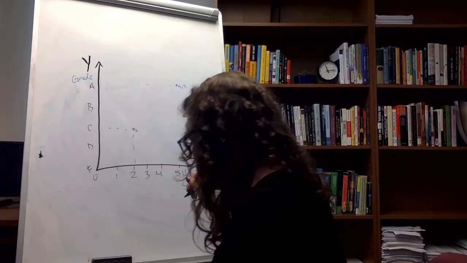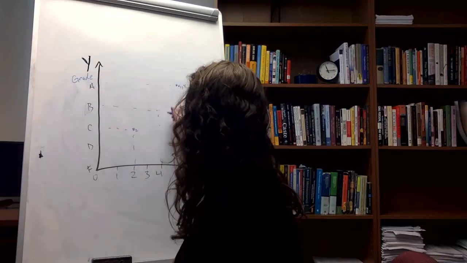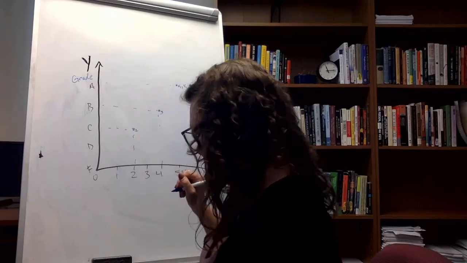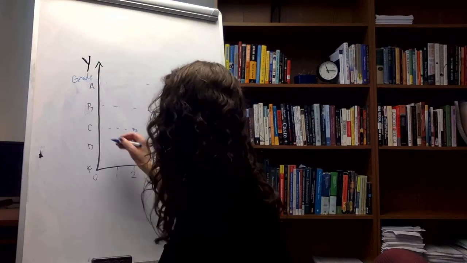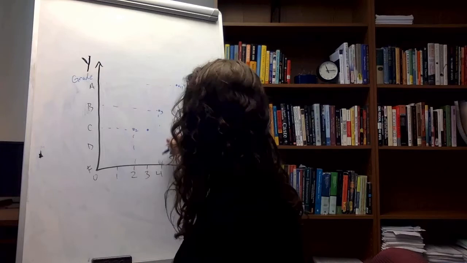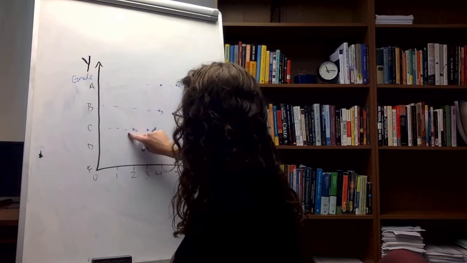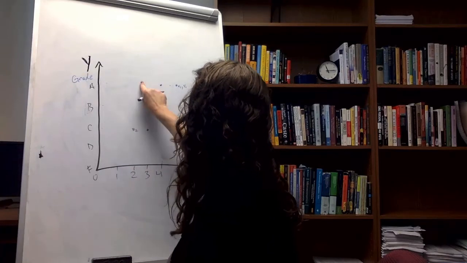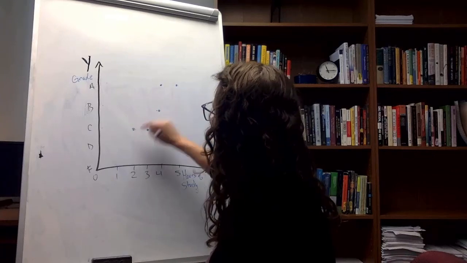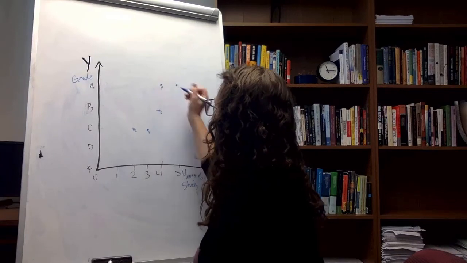Person number 3 studied 4 hours and got a B. We're starting to see a relationship form. That's person number 3. And then person number 4 studied 3 hours and also got a C. And person number 5 studied 4 hours and got an A. And so now we can see here we have all 5 of our observations in XY space, right? And I can number them, right? This was 1, 2, 3, 4, 5.